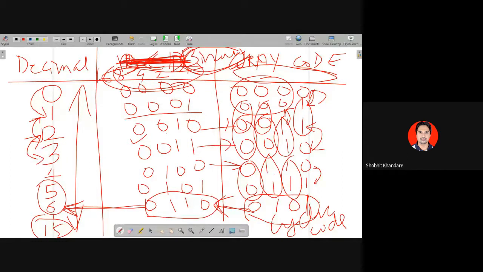So I think we have done with the gray code, we have done with the XS3 code, and I have given you the characteristics for the XS3 code. Now with this explanation, I think we have completed module number 1. So let me tell you, no, I think we have not completed. We still have to understand what is 1s and 2s complement.